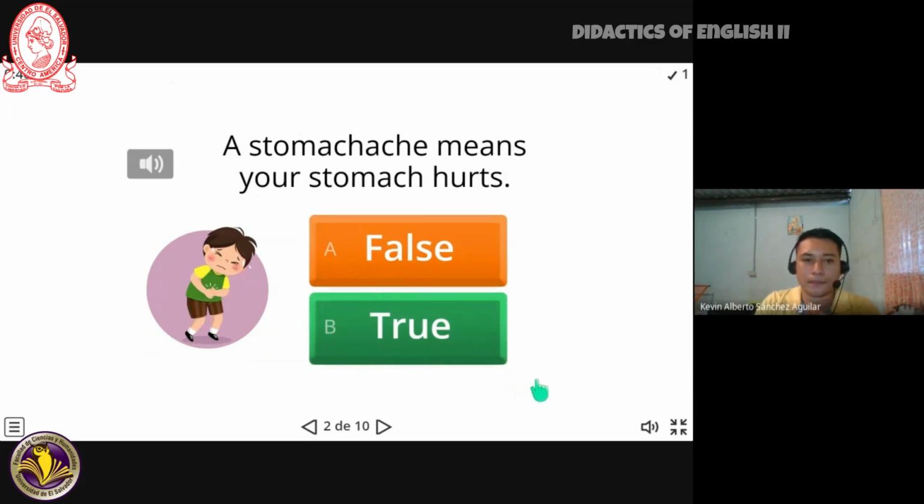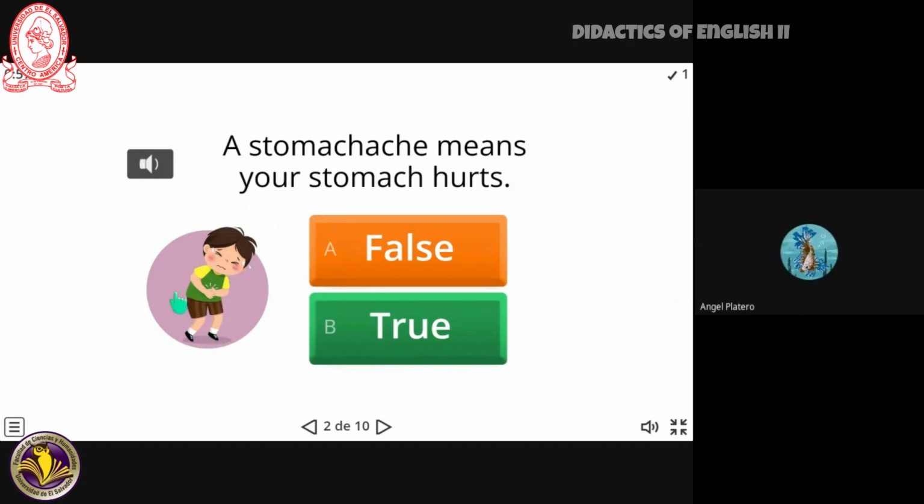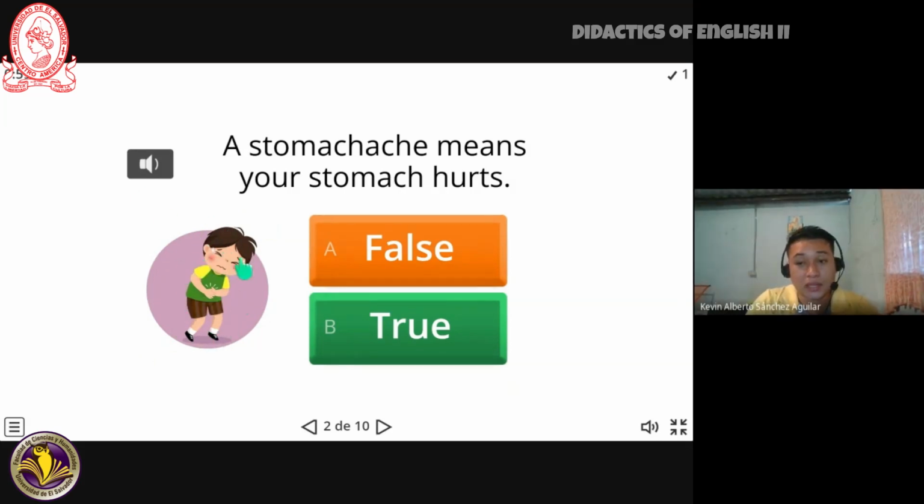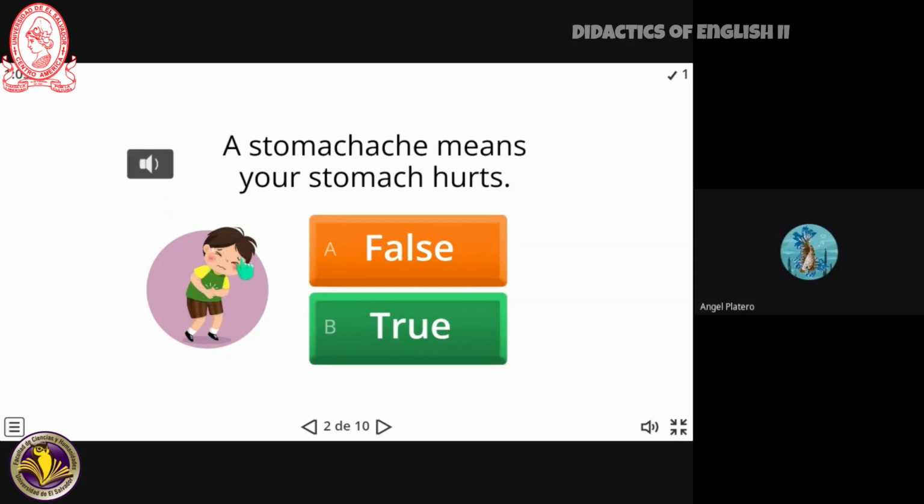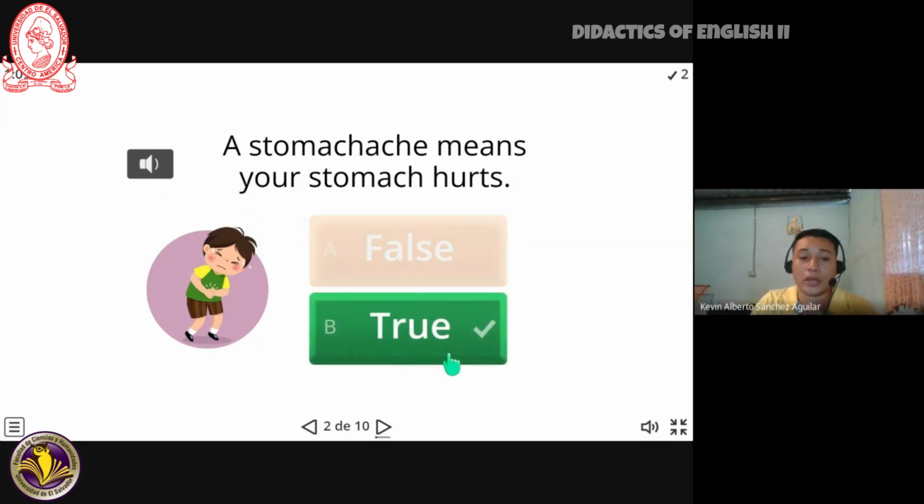"A stomachache means your stomach hurts." Okay, listen. A stomachache means your stomach hurts. Is that true or false? Check out the image, please. The image can help you to identify if it is true or false. It's true. Okay, let's go with true. Okay, that was good. Thank you so much, Angel.